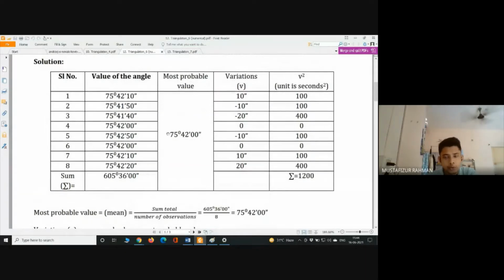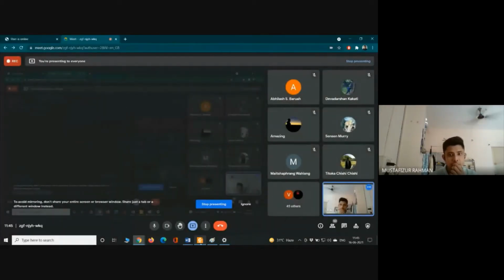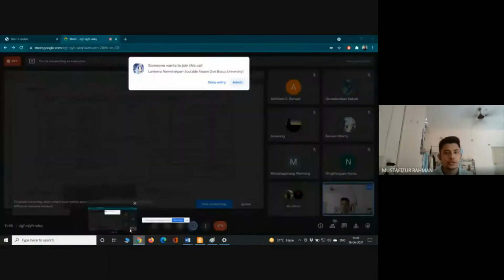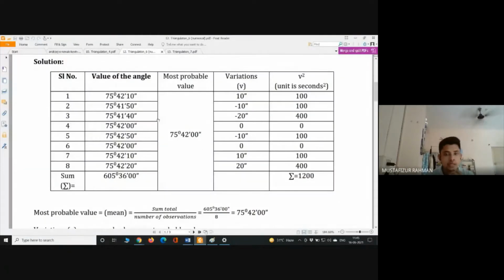Now after finding the most probable value, we have to find variations. What are variations? Variation is the difference between the measured value and the most probable value. So the measured value was 75 degree, 42 minutes, 10 seconds. From there, we subtract the most probable value, that is 75 degree, 42 minutes, and 0 second. So this is going to be 10 seconds. That is the variation. Then 75 degree, 41 minutes, 50 seconds. From the second value, we again subtract the most probable value. This time we have minus 10 seconds as the variation.